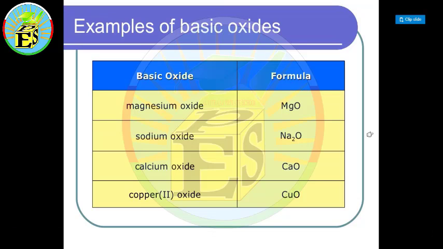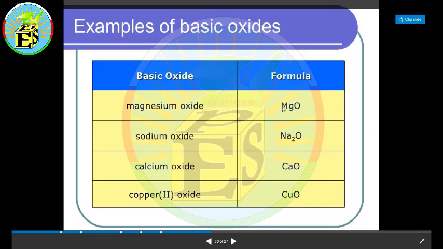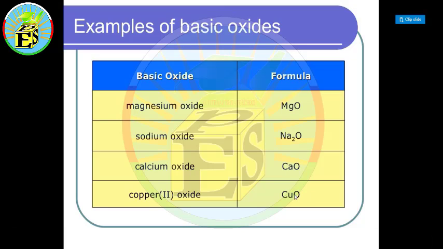Here are some examples of basic oxides: magnesium oxide MgO, sodium oxide Na2O, calcium oxide CaO, copper oxide CuO. So this is the end of today's lecture.